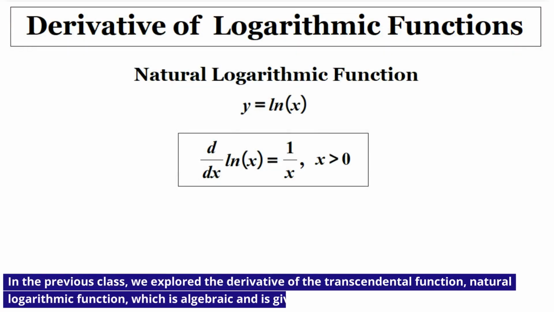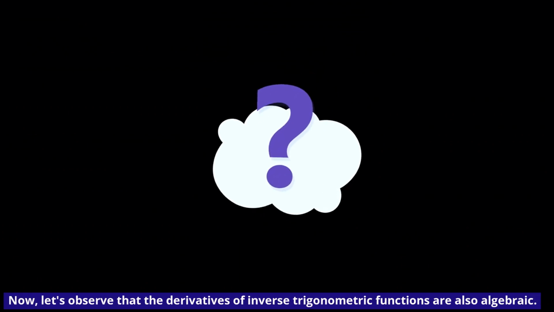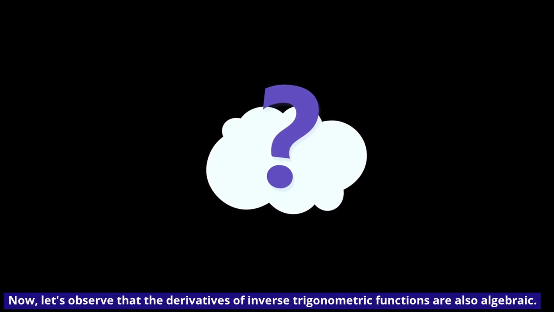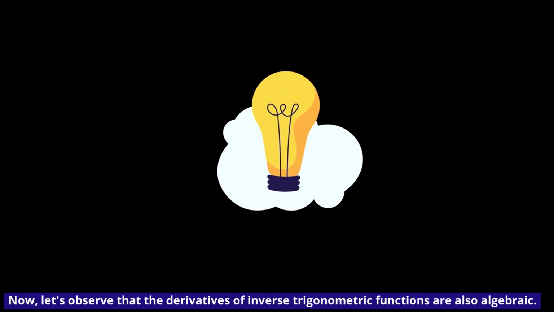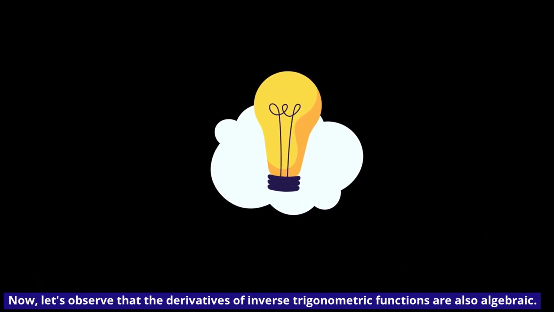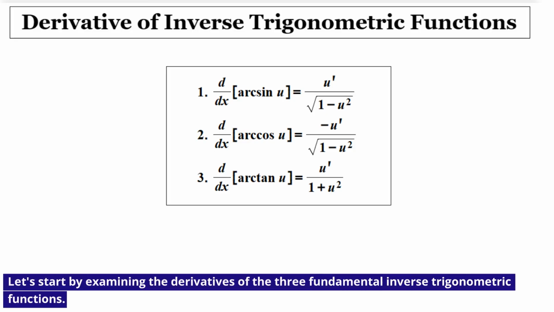In the previous class, we explored the derivative of the transcendental function, the natural logarithmic function, which is algebraic and is given by 1 over x. Now, let's observe that the derivatives of inverse trigonometric functions are also algebraic. Let's start by examining the derivatives of the three fundamental inverse trigonometric functions.